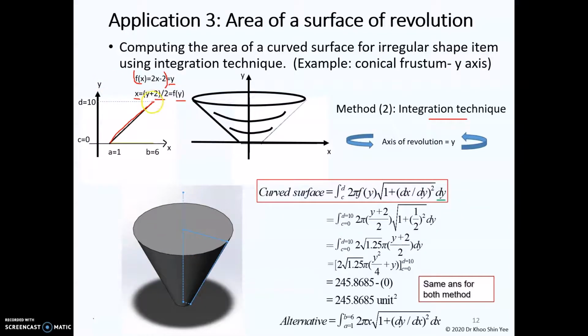On the other hand, if you rotate it with respect to the y-axis here, then this will be your radius, which is equal to the x of f(y) function here. So if you substitute the radius to be f(y) or the x, then you actually compute the area of curved surface for this geometry. Let's continue to determine the area of the curved surface here by using this formula.